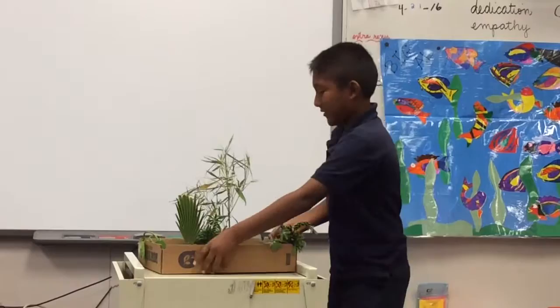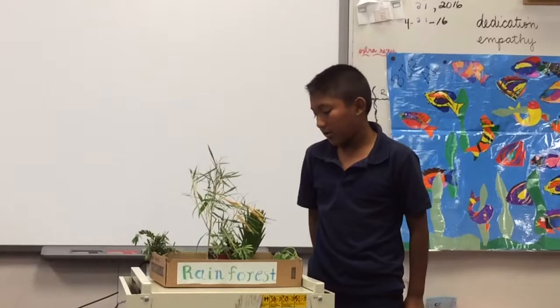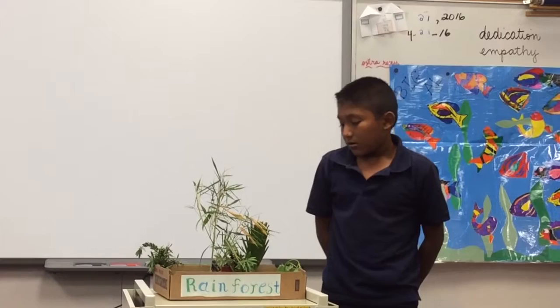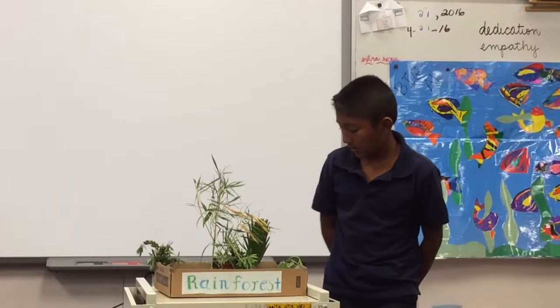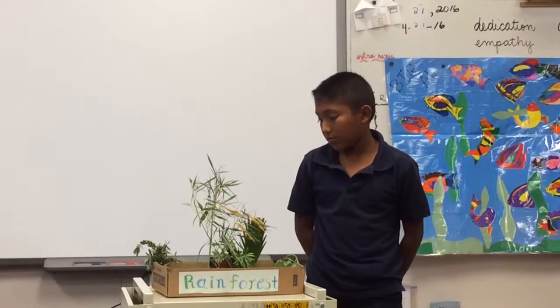I'm done. Hi, my name is Annie. My ecosystem is the rainforest. For some fun facts about the rainforest: the rainforest covers 70% of the Earth's surface. The rainforest is home to 2/3 of plants. Some tree roots can grow up to 16 feet tall.